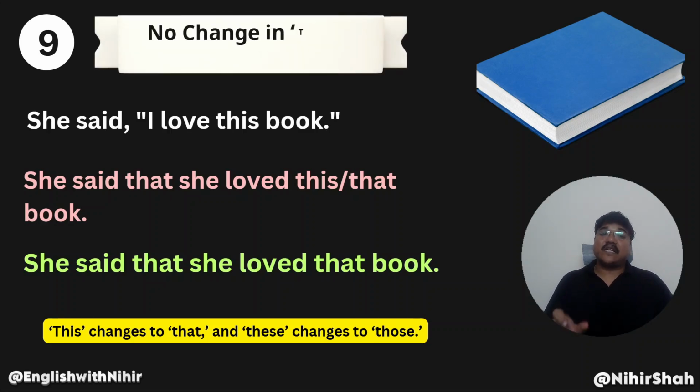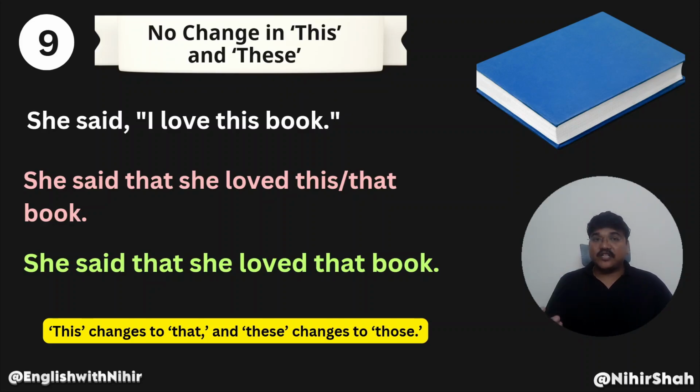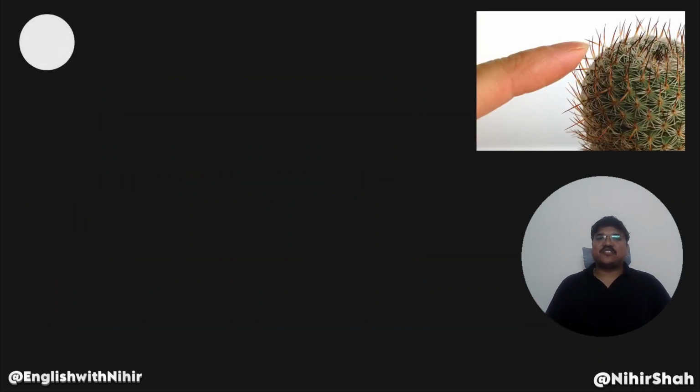So this is mistake number 9 that we make: no change in this and these. These are the words that will be changing in the reported speech. So you have to remember this. Okay. Now let's look into the next mistake.